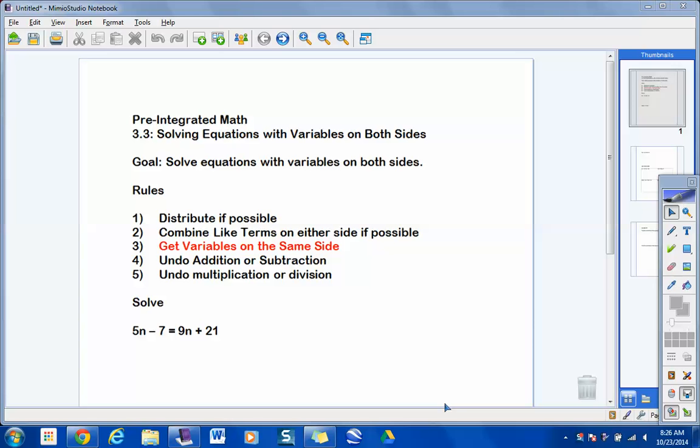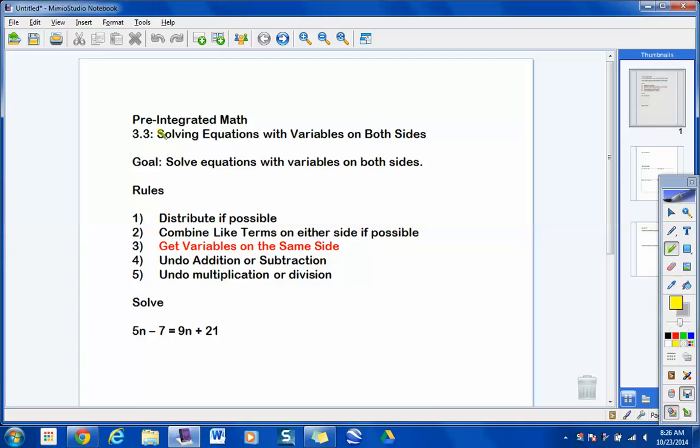Let's start taking a look at 3.3 here. And the difference today compared to any other of the notes that we've taken in Chapter 3 so far is this idea of solving equations with variables on both sides. Okay? Now when I talk about this, just let me show you an example.